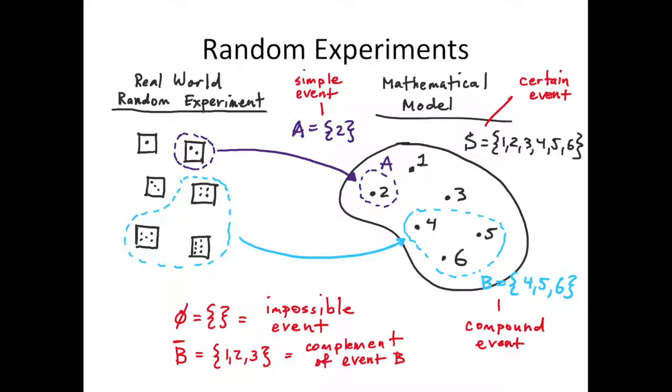So a lot of terminology here, right? Just know that when we're modeling a random experiment, we use set theory. And then we have the sample spaces and events. In the end, we're going to want to assign probabilities to these events.